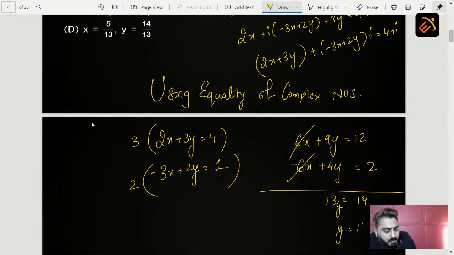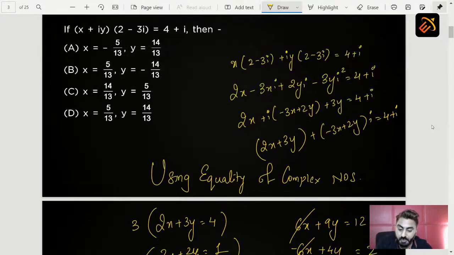तो y का वैल्यू क्या मिला? 14/13. अच्छा, हमारे ऑप्शन में 14/13 दिख रहा है, पहले चेक करो. यस, हमारे ऑप्शन में 14/13 y का वैल्यू दिख रहा है, लेकिन तीन अलग अलग जगह में है. उसमें से ऑप्शन बी निकल गया क्योंकि नेगेटिव आ रहा है. सो ऑटोमेटिकली दो ऑप्शन कम हो गए, बी और सी. अभी बचा क्या? ए और डी.